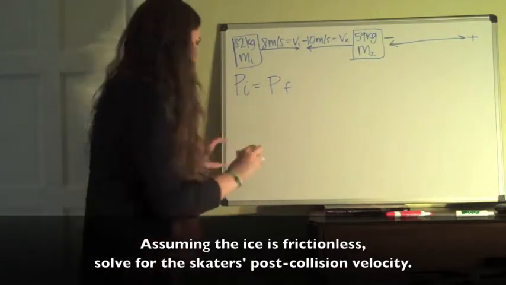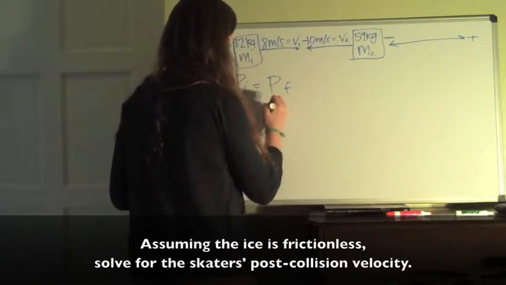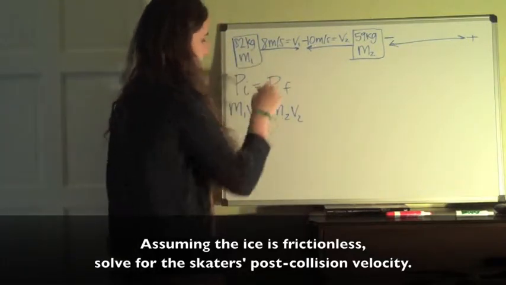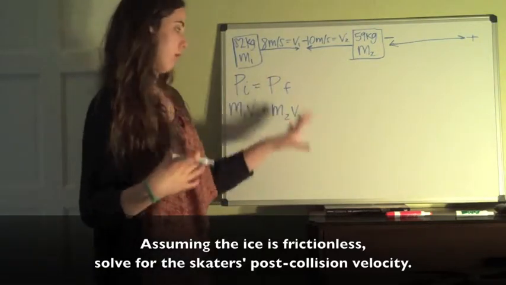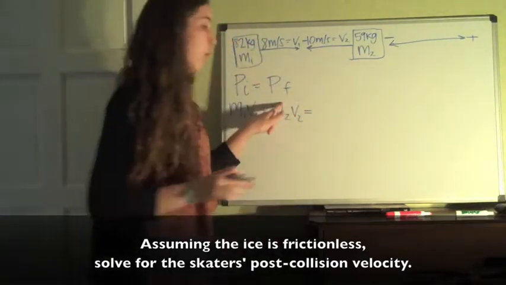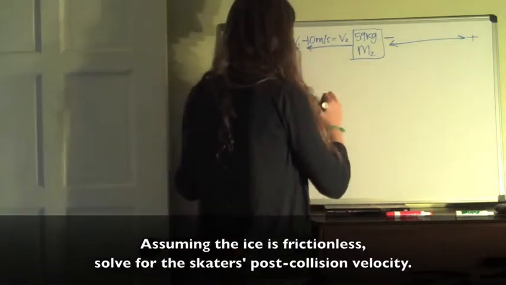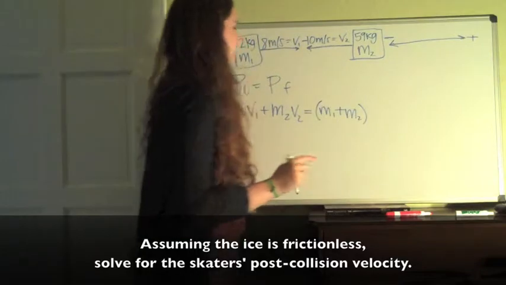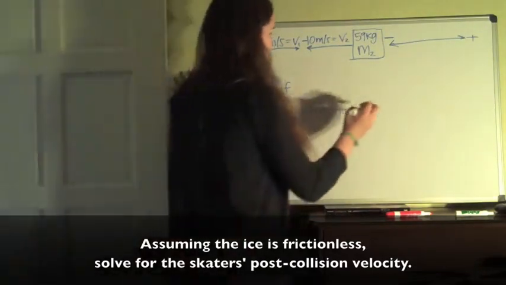So we're going to say their initial momentum is M1 V1 plus M2 V2. So it's the woman's and the man's personal momentum before colliding. And that's going to be equal to the final mass, and the final mass when they collide will be both of their masses combined, so M1 plus M2. And then what we're solving for is our final velocity, so we're going to call that VF.